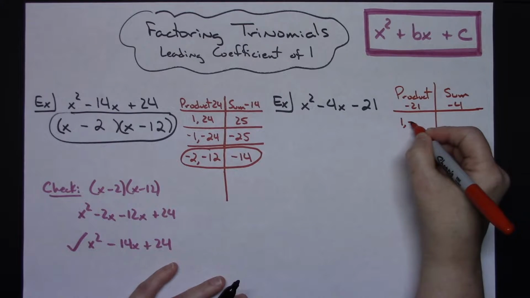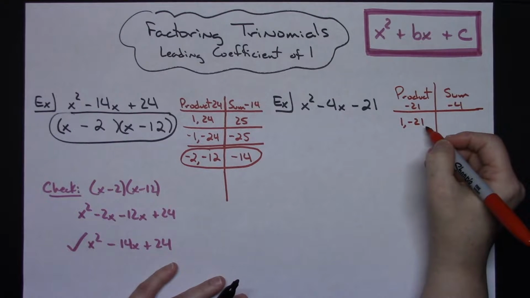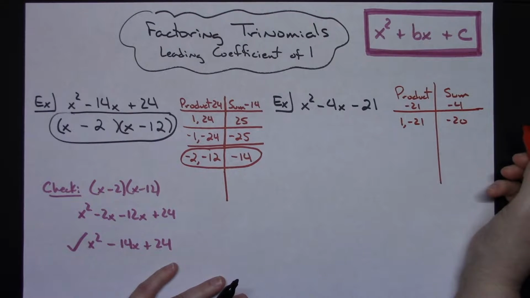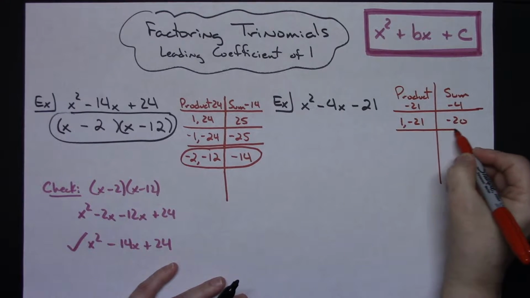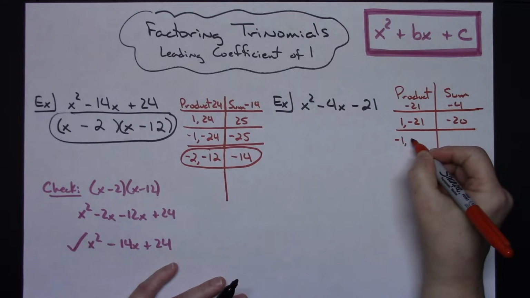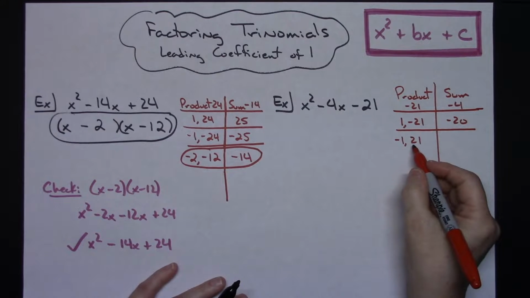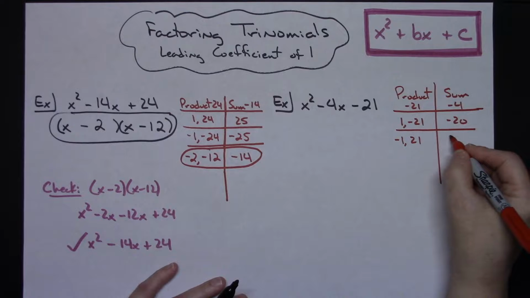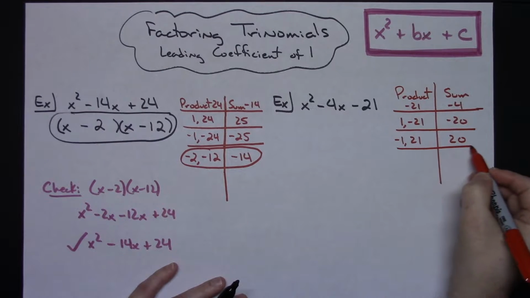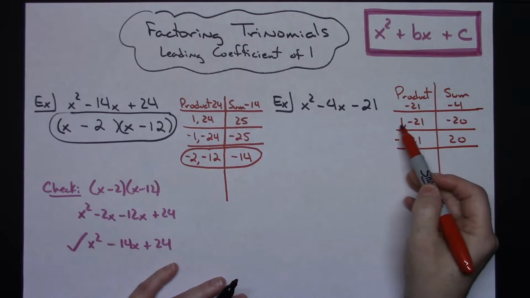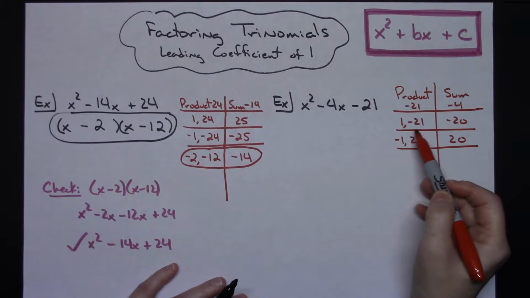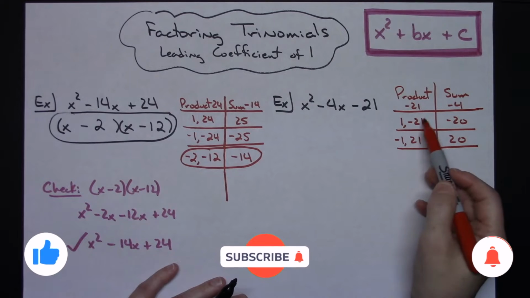I could go 1 times negative 21. When I add that one, I'm going to get a negative 20. So that's good because that's telling me I need a negative sum. I'm going to get a negative answer there. If I tried a negative 1 times 21, that's still going to give me a negative 21, but then when I add going across, I get the positive 20. So what that tells me is when I'm picking two numbers which multiply together to get that negative 21, I'm going to want the negative on the bigger number of the two.